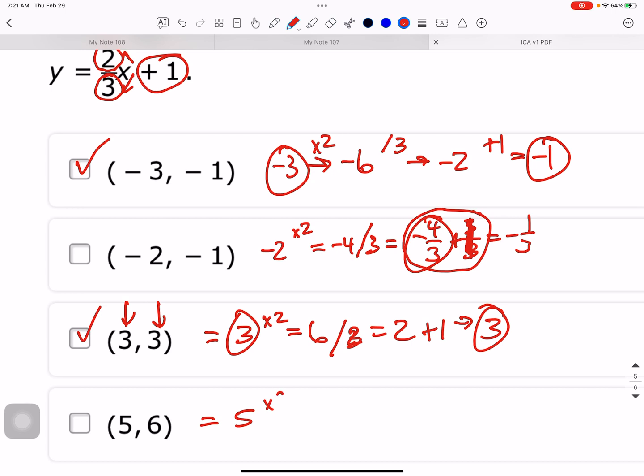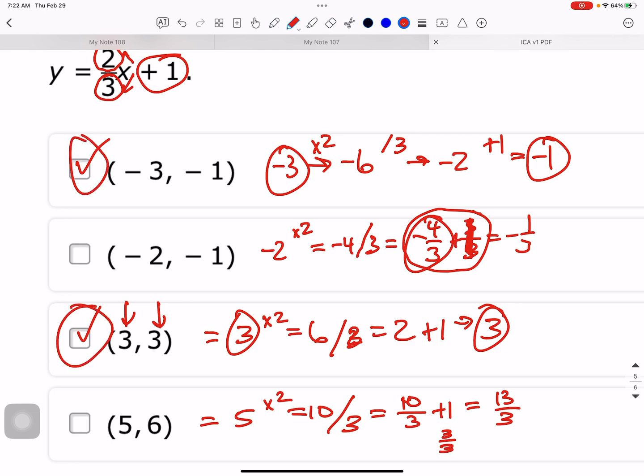5 times 2 is 10. Divided by 3 is 10/3, so I can't actually do that. Plus 1, ew, that's going to be an ugly fraction. It's actually 13/3 because 1 is 3/3. So anyway, not that one. So only these two guys.